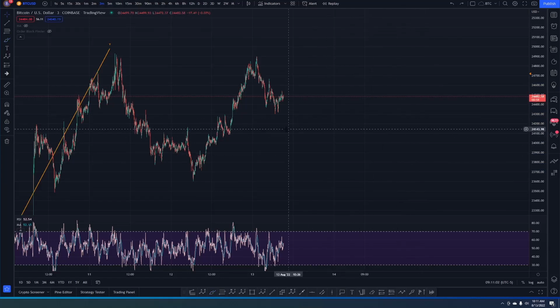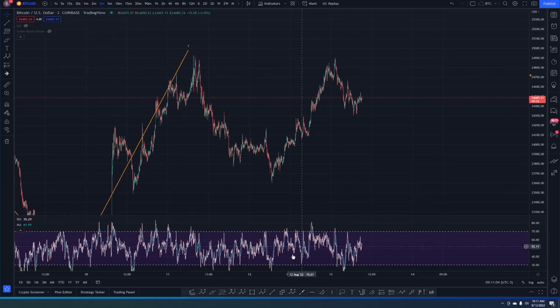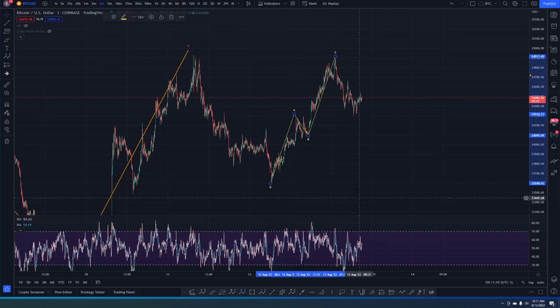So the trade idea is still in play from yesterday. We have an ABC right here. Boom, boom, boom. The invalidation to this count is very simple. A break of this high is invalidated, and this idea does not play.